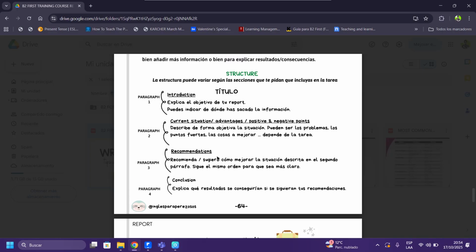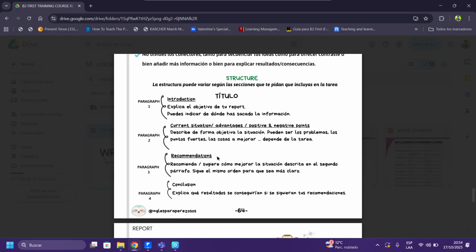Then, in the next paragraph, you have to explain the current situation, depending on the task, of course: the advantages, the positive or the negative points. You have to be very descriptive about the situation, and it can be about problems or the advantages, the drawbacks, the setbacks, things like that.